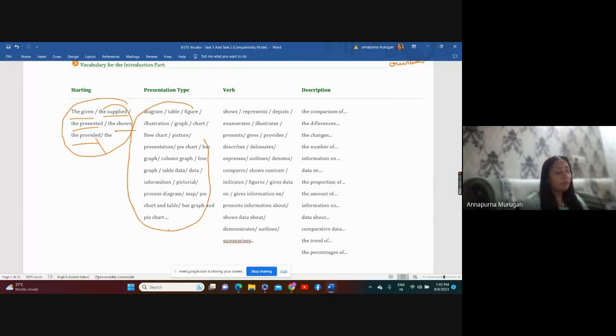But for a column graph, don't use map or pie chart, because you need to name it properly. The nomenclature should be correct there. You pick whatever it is. And these verbs are not only for your introductory area. You can use them when you are describing the graphs too. So many verbs we have.